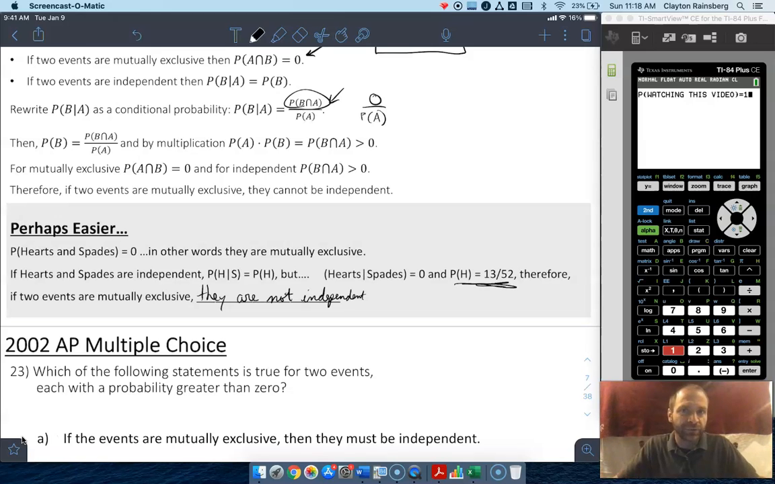And they're not equal to each other. So therefore, those two events are not independent. They are mutually exclusive, but they are not independent. So if two events are mutually exclusive, they are not going to be independent. And that's where we get this mathematical idea that conditional probability will always be 0 if they're mutually exclusive.